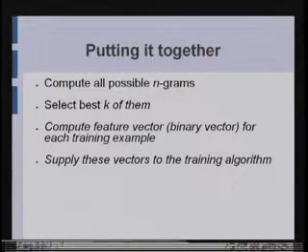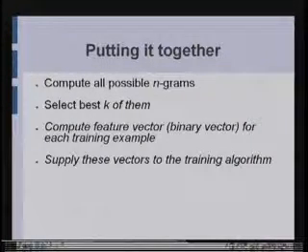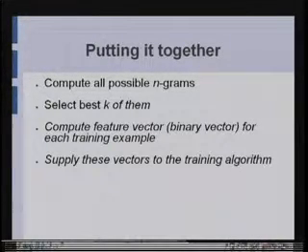So when we talk about code, putting it all together, the system computes all possible n-grams, and then you select the best k of them using the entropy method, and then compute the feature vector for each training example and supply these vectors to the training algorithm.